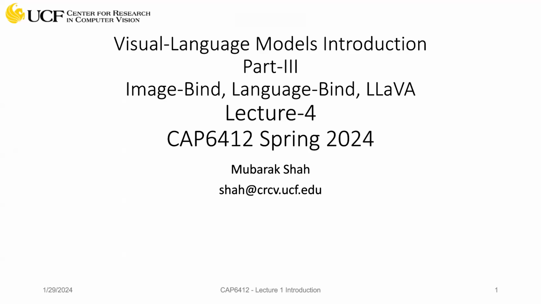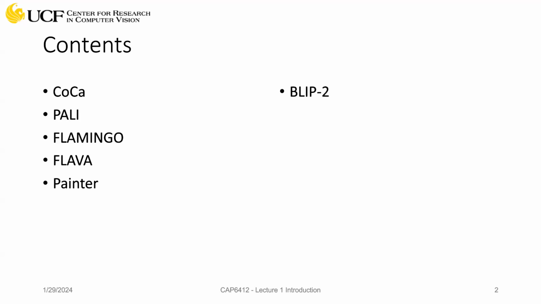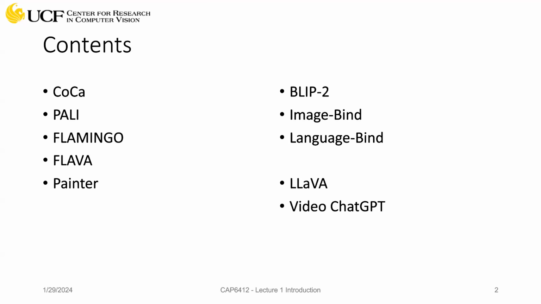Okay, so we'll continue talking about the introduction of the visual language models, and this is part 3. So I'm going to talk about ImageBind, LanguageBind, and LLaVA. As we went through in the beginning, I've already talked about Kosmos, PaLI, Flamingo, LLaVA, Painter, and BLIP-2. So this is now ImageBind, LanguageBind, LLaVA, and on Wednesday I'll talk about Video-ChatGPT. Okay, then that will end the introductory classes.